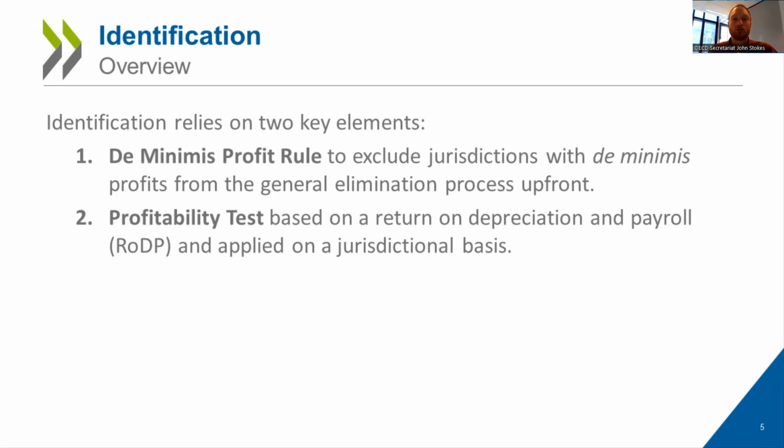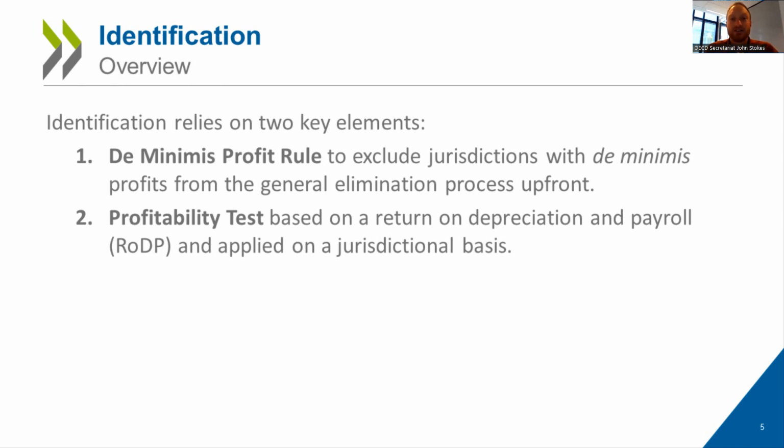Okay, so we will start with the first of the two steps that I described a moment ago, and that is identification. So how do the rules go about identifying the jurisdictions that may be required to relieve double taxation? And in turn, you'll see on the slide that there are two elements to identification.